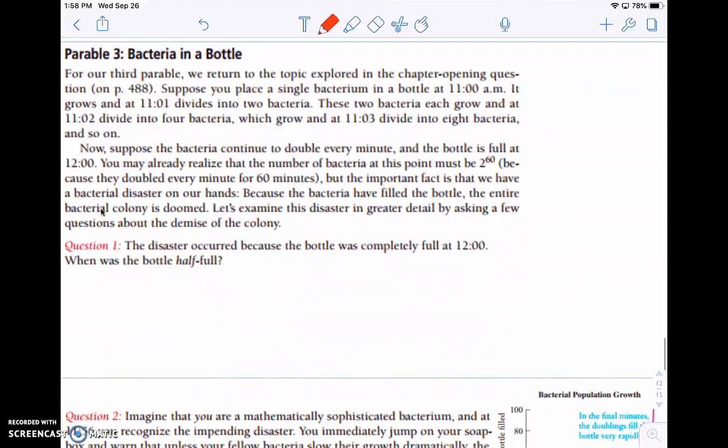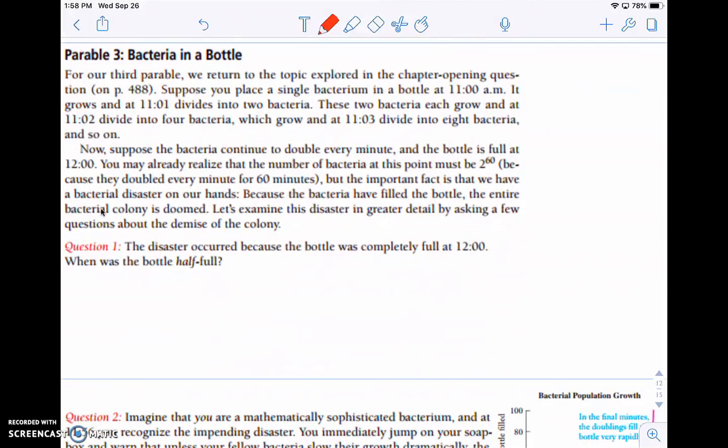So this next one, we're going to be looking at a parable of bacteria. I'll introduce it, and then in part 3 we'll finish off the questions. In our third parable, we return to a topic explored at the beginning of the chapter. If you want to look at it, it's on page 488. It has to do with bacteria.